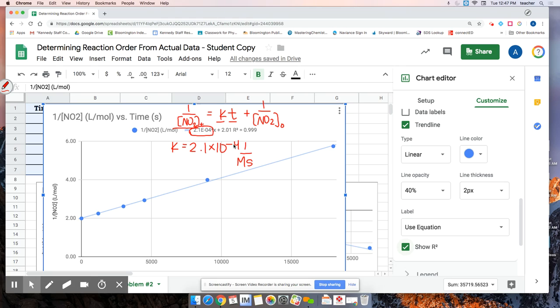And then the last piece of it is what would be the concentration of NO2 at 2.70 times 10 to the 4th seconds. So given a time, what is our concentration going to be? So we're going to plug our values into our integrated rate law. So I'm going to do 1 over my concentration. That's what I'm looking for.